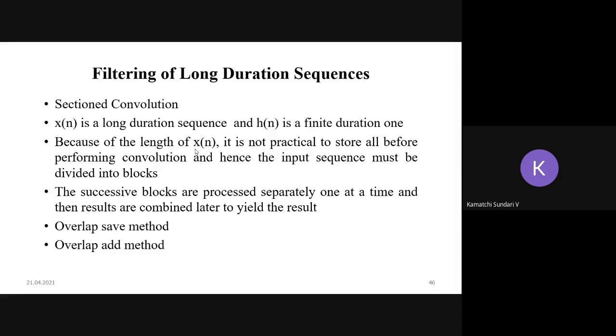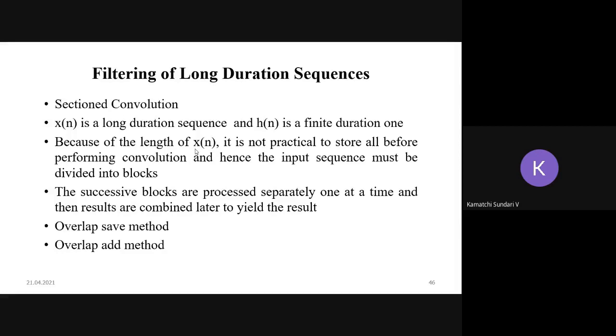So the long duration input sequence x of n is divided into blocks. We have to mention the block size while doing our procedure, right? So while writing our overlap save method or overlap add method, in both procedures we have to mention the block size first of all, and then depending upon our block size, we have to divide our long duration input signal into blocks, and then do the convolution separately one at a time, and then finally the results are combined to get the final result, that is the filtered result, the convolved result, right?